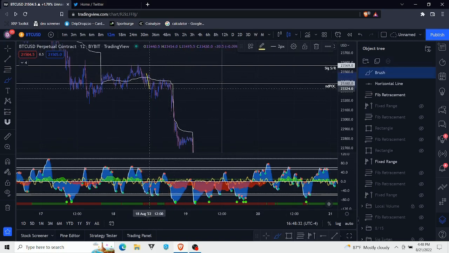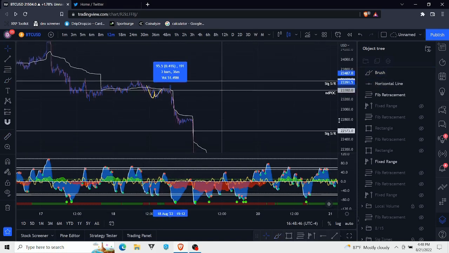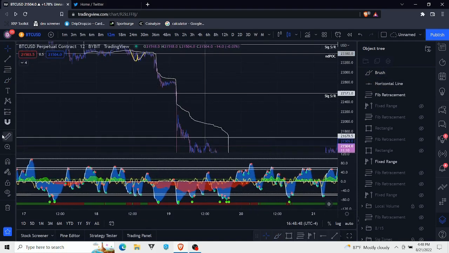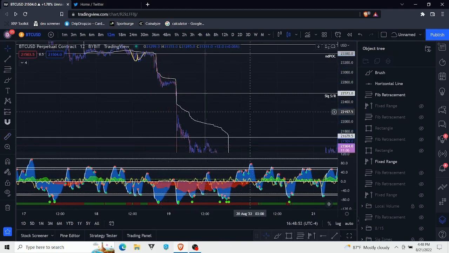Right here, we lost VWAP, came up, almost retested it. If you had waited for this last retest right here, you could have entered with a very tight stop loss. You could have maybe put your stop loss above this last swing high, and this would have been a massive winner. This was, I want to say, probably like 9%.